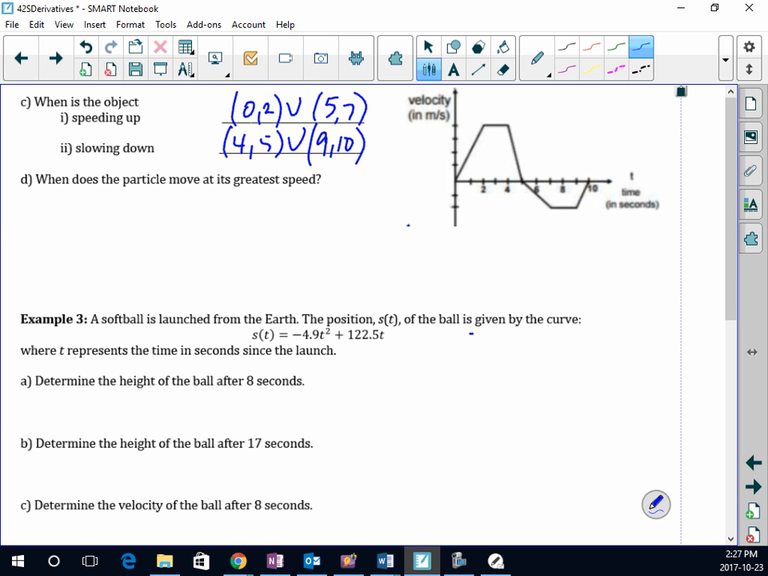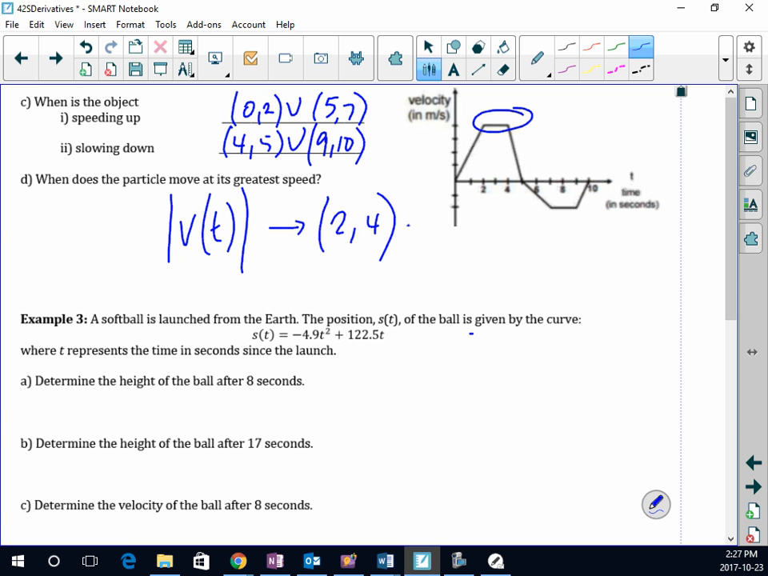When does the particle have its greatest speed? The greatest speed. Probably when it's between 2 and 4. What am I supposed to be looking for for greatest speed? But it's absolute value though, so sometimes they'll trick you and have a negative velocity, but it's absolute value, right? So absolute value of velocity. So that would be right here, yes? So that would be 2 to 4? Did you get that? 2 to 4? Very good. Okay, moving on.